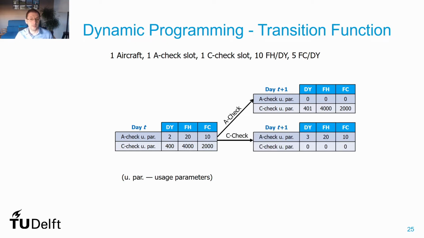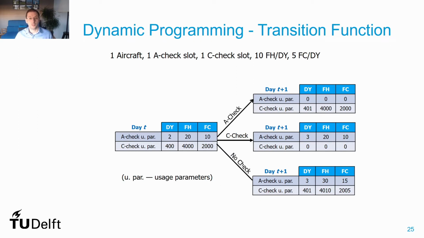On the other hand, if we decide to perform a C-check, then it is the usage parameters of the C-check that have to be reset to 0, and the A-check's calendar day parameter is increased by 1 day for each day that we remain doing the C-check. If no check is to be performed, then we have to update all usage parameters for both A-checks and C-checks, including the flight hours and flight cycles associated with that specific day. In this case, 10 flight hours and 5 flight cycles. In all the cases, we'll also have to add 1 calendar day to the usage parameter of the D-check, but in this example, we are disregarding the D-checks.